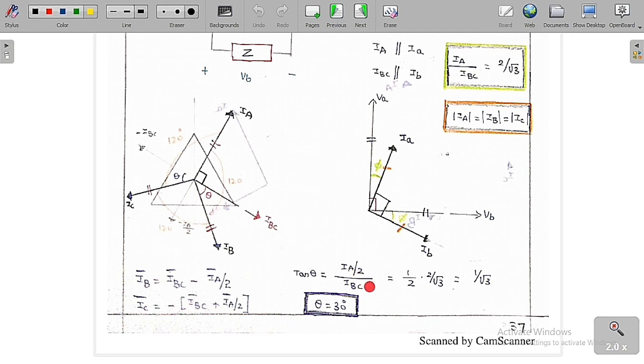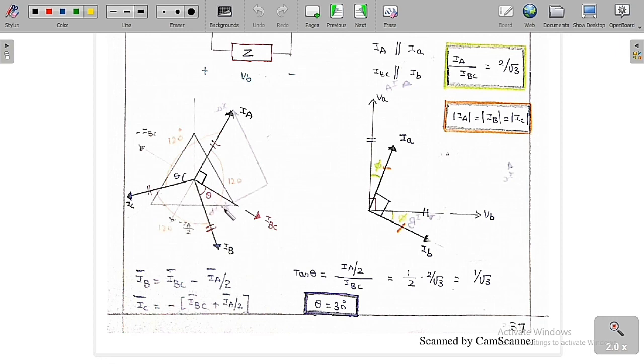Then already we know the value of IA by IBC. What is the value of IA by IBC? 2 by root 3 into 1 by 2. So we are going to get 1 by root 3. So tan theta is equal to 1 by root 3, which means theta is equal to 30 degree. So this is the theta, which is 30 degree.